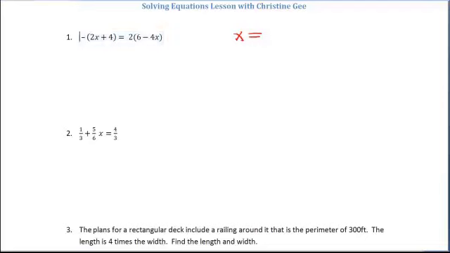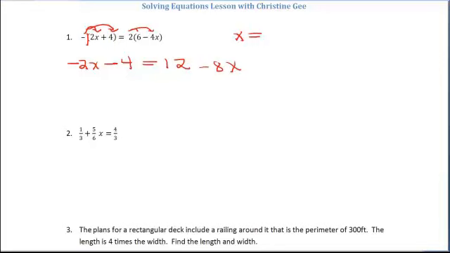So first of all, inside the parentheses, we can't simplify any further because we don't have like terms. So then this is the same as a -1 if there's no other number there and the sign is negative. And we multiply -1 by each of the terms. We distribute them. So we get -2x, and then -1 times 4 is -4 equals, and then 2 times 6 is 12, and then 2 times -4x is -8x.